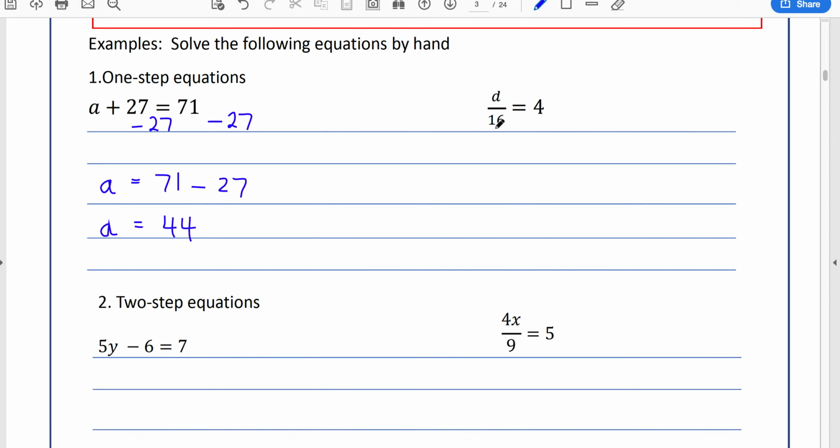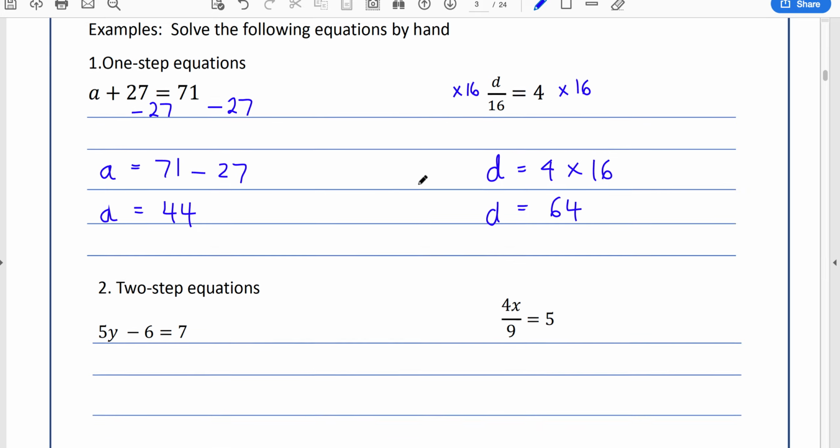This one here, we've got division happening because it's d divided by 16. So the opposite of division is multiplication. So I need to multiply both sides by 16. That will lead it to be cancelled out from this left-hand side. So in my workings, all I'll write is that d is 4 times 16. And that's 64. So you'll notice these ones we can do in just one step, those two there. There was only one thing that we did. We subtracted with this one, we multiplied with that one.